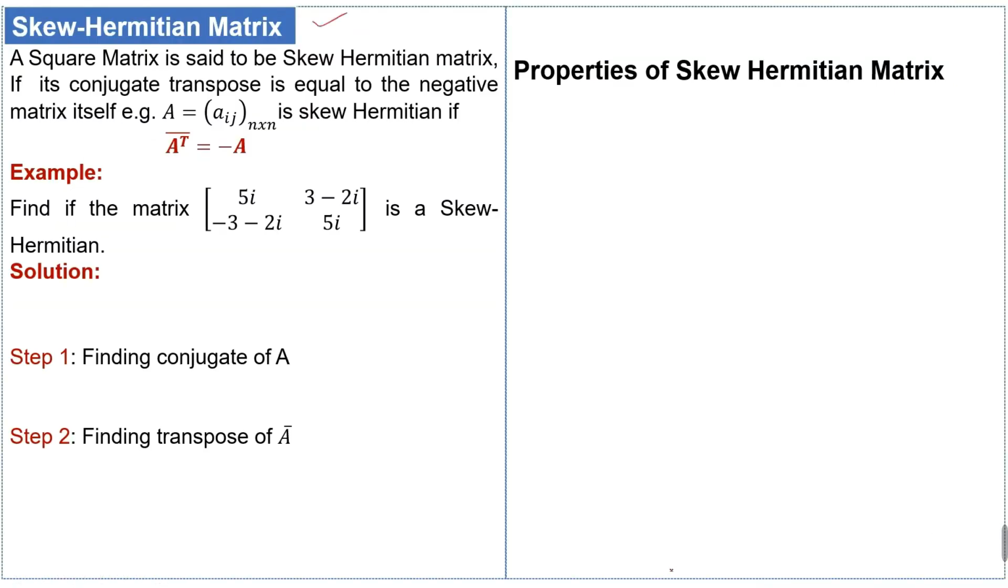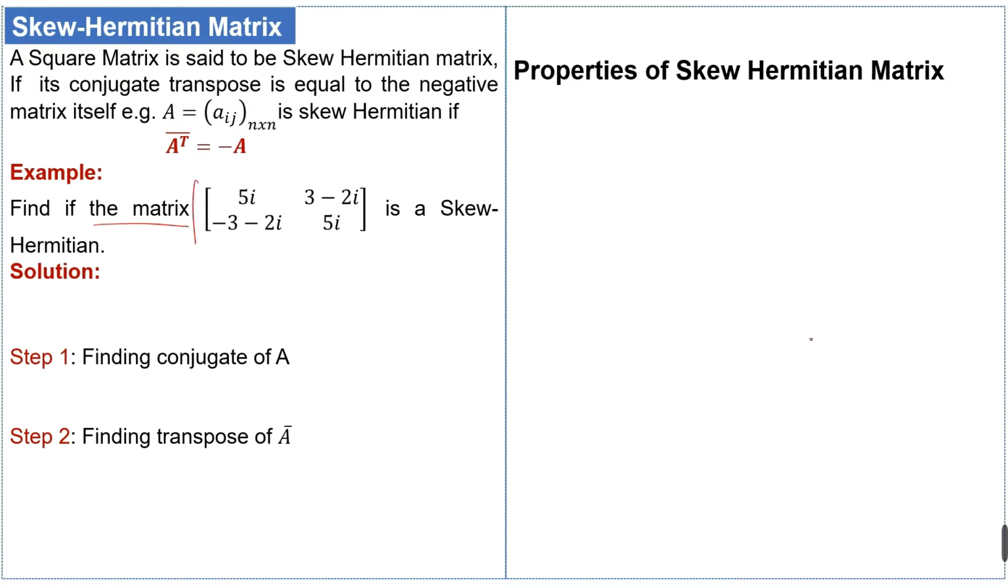Skew Hermitian matrix. A square matrix is said to be a skew Hermitian matrix if its conjugate transpose is equal to the negative of the matrix itself, then we say the given matrix is the skew Hermitian matrix. For example, a square matrix of order n cross n is a skew Hermitian matrix if the conjugate transpose is equal to the negative of the matrix. Okay, so let's discuss an example.